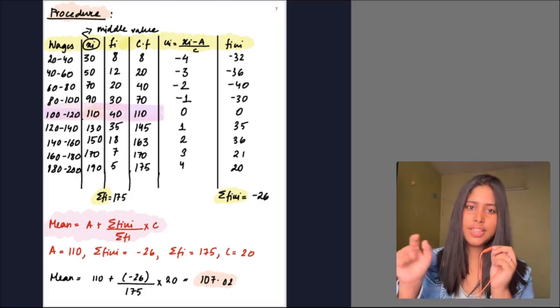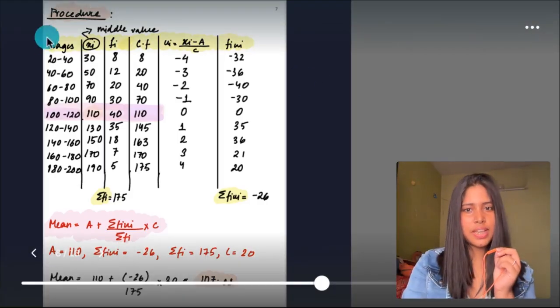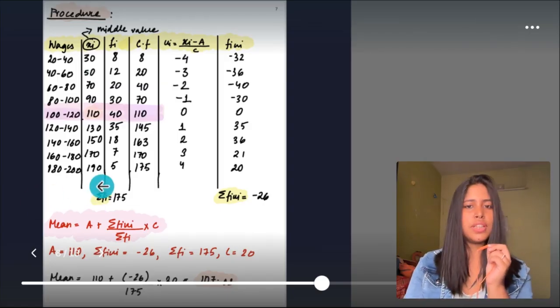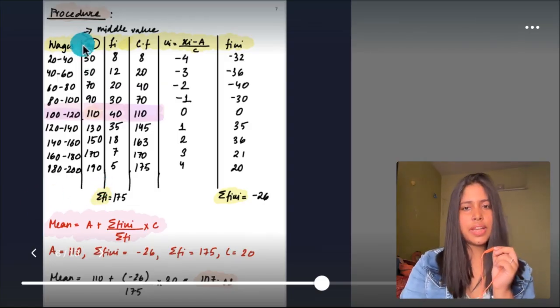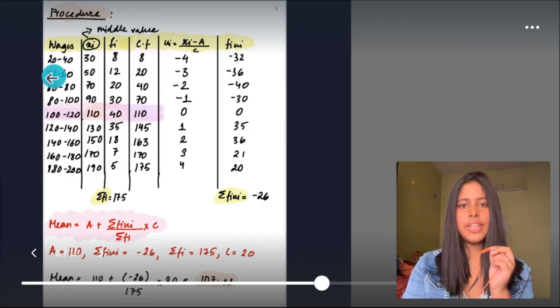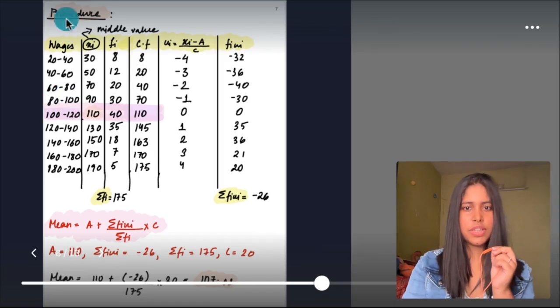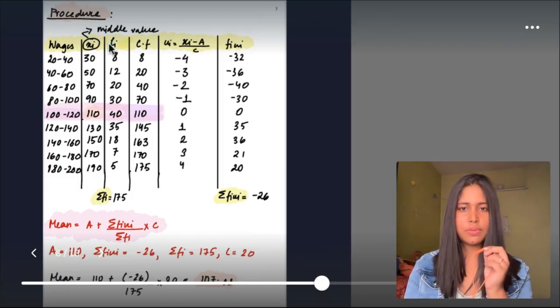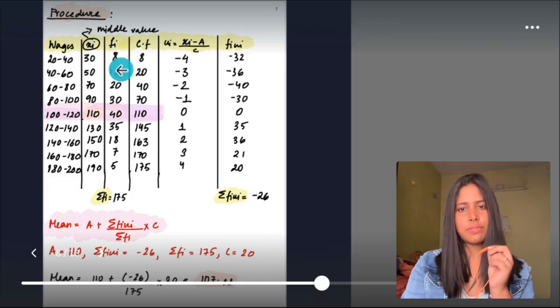Okay. Now see the procedure. Here I have done the table. See the wages I have written here: 20 to 40, 40 to 60, and so on till 180 to 200. Now see the xi. Xi is the middle value. 20 to 40, the middle value is 30. 40 to 60, the middle value is 50, and so on till 180 to 200, the middle value is 190. The fi is the number of employees we were already given. So fi is 8, 12, 20, 30, and so on till 5.